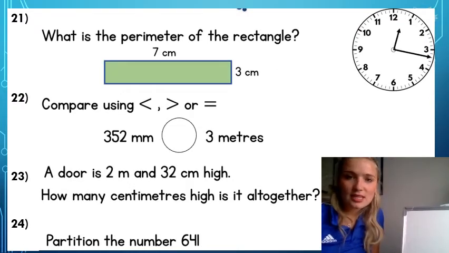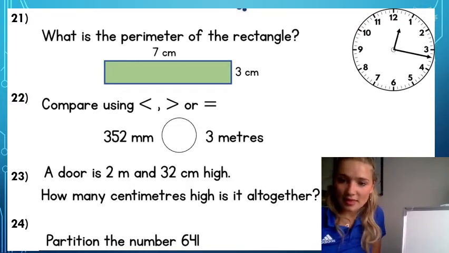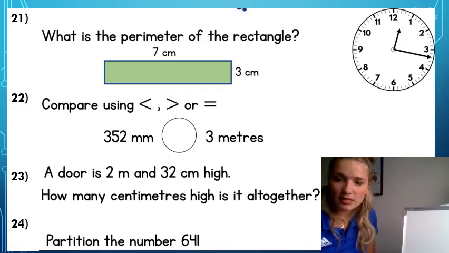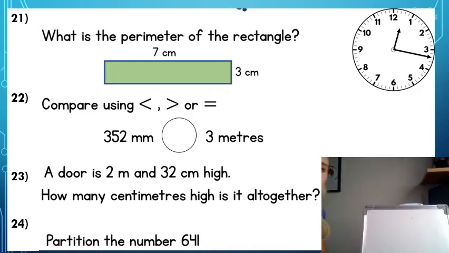I'd like you to have a go at doing these ones. So the analog clock, and then turning it into a digital clock. Then looking at what is the perimeter. Now remember, the perimeter is how far around a shape.